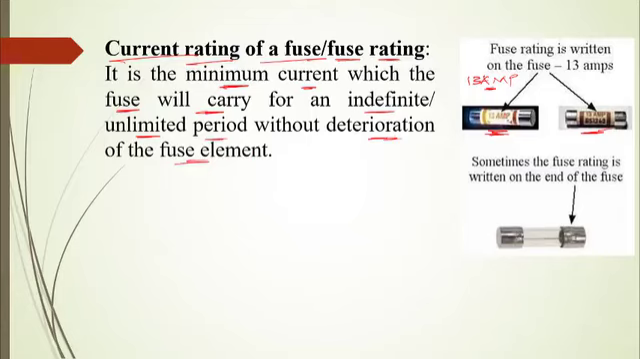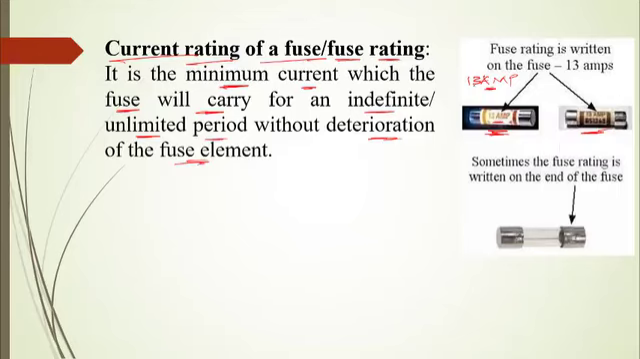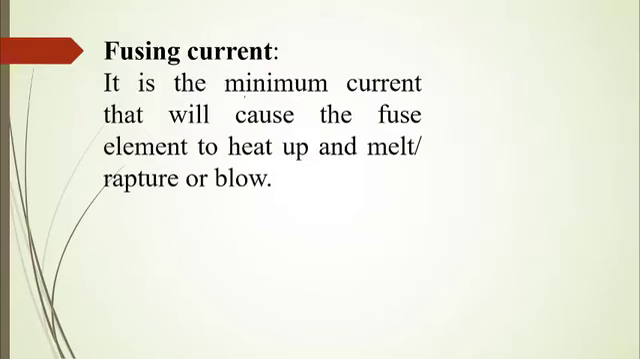In other words, this is the minimum current that this fuse will be able to allow to pass through it for an unlimited period of time, and nothing would happen to the fuse element. The fuse element would not melt. But if an excessive current, say for instance 18 amperes, was introduced into this fuse, after a short period of time the fuse element will deteriorate. In other words, it would immediately melt. So the current rating of a fuse is the minimum allowed current which will pass through it for some time, and the fuse element will still remain intact.